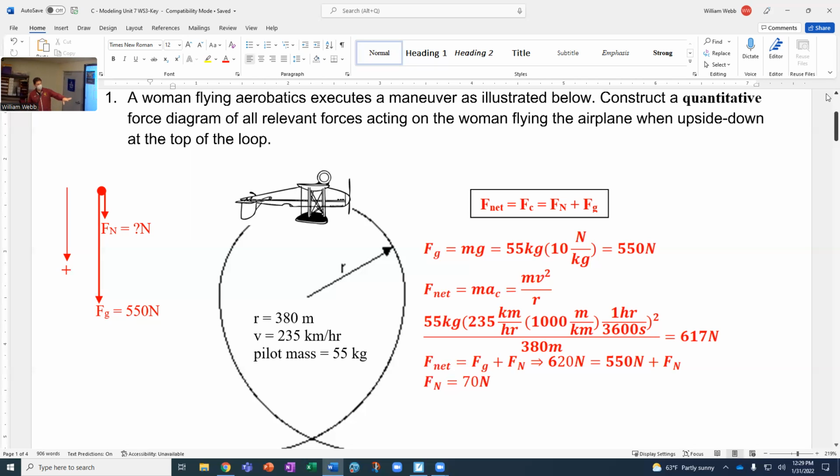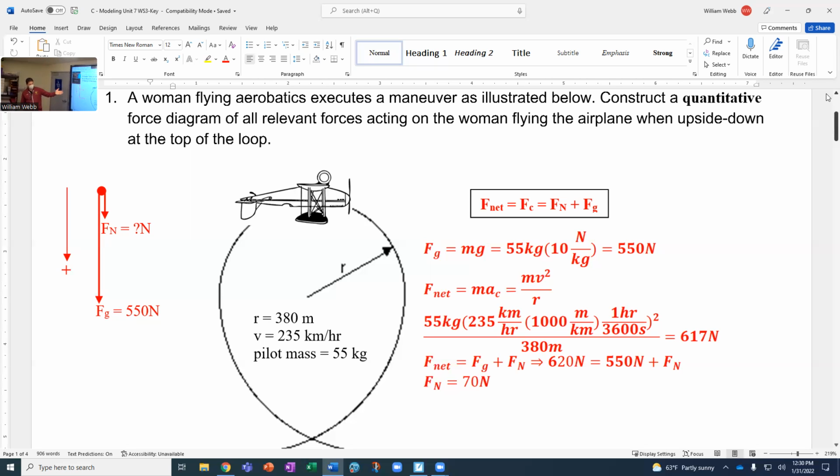So if we look here at their substitution, they just put in the mass, 55 kilograms, and then that whole messy looking process, 235 kilometers per hour times 1,000 meters per kilometer times 1 hour over 3,600 seconds. That's all just what you need to do to change it from kilometers per hour to meters per second. You have to make it meters per second because newtons is a kilogram meter per second squared. So your units have to match. You can't just leave it in kilometers per hour. So if they give you something in kilometers per hour, you have to convert it to meters per second so that your units work.